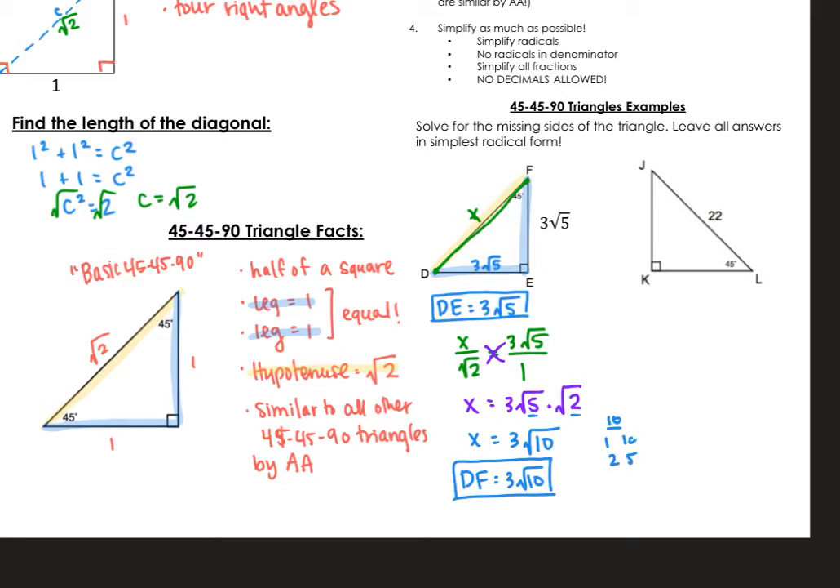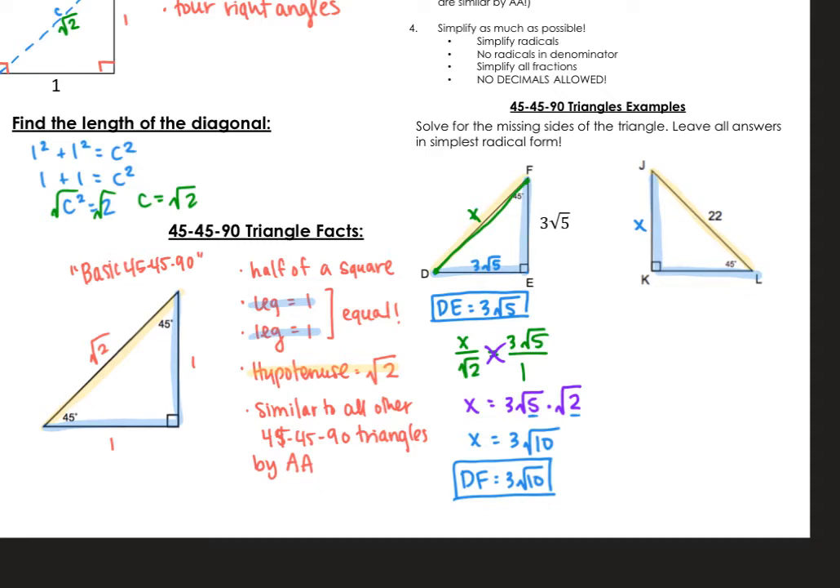All right, now let's take a look at the second example. Again, first thing I'm going to do is highlight my sides. My hypotenuse I'm going to highlight in yellow, and I'm going to highlight my legs both in blue. For this one, we're solving for JK, which is this side, and then KL, which is the bottom side, but we know they're congruent. So once I solve for JK, I know I have JL.